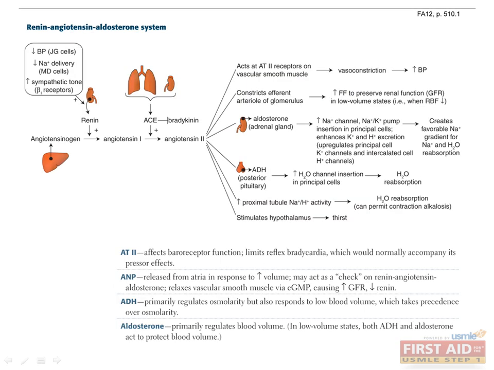Now we're going to shift gears and talk about some of the hormonal functions of the kidney. We'll start with perhaps the most important, the renin-angiotensin-aldosterone system. The main function of this system is to regulate blood pressure, and the best way to walk through this diagram is to think about how all this fixes low blood pressure.